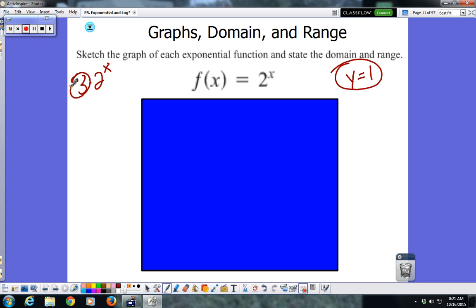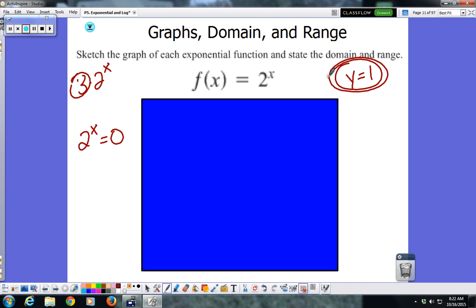X-intercept. To find an x-intercept, we have to plug in 0 for y. So 2 to the x power equals 0. And now here's your common mistake. A lot of people say, oh yeah, 2 to some power is 0, that's 0. Think about what we just did. 2 to the 0 power is 1, not 0. 2 to some power is 0. What is that power?